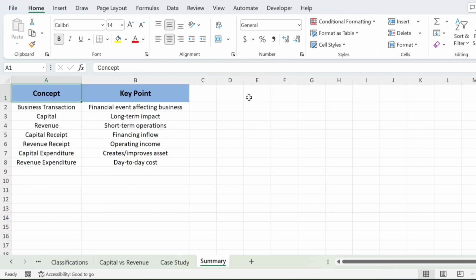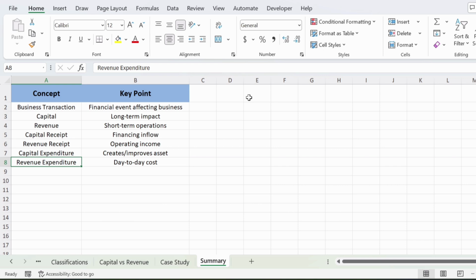So, in this lecture, we have learned what a business transaction is, how transactions can be classified as simple or complex, one-off or ongoing, and capital or revenue. We also learned the difference between capital receipts and revenue receipts, and capital expenditure and revenue expenditure. Now that we understand transactions and how they are classified, the next important question is, where do these transactions actually appear in the accounting reports?